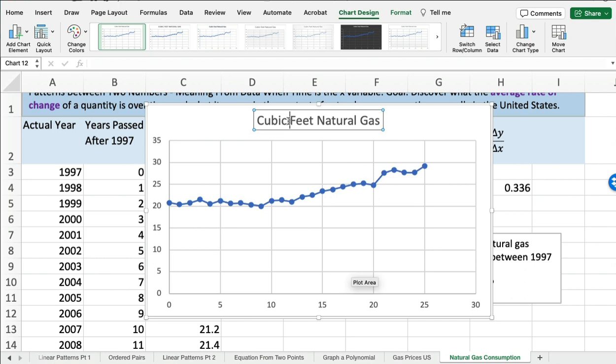And I'm going to correct this. This is not cubic feet. This is cubic feet in trillions of natural gas.